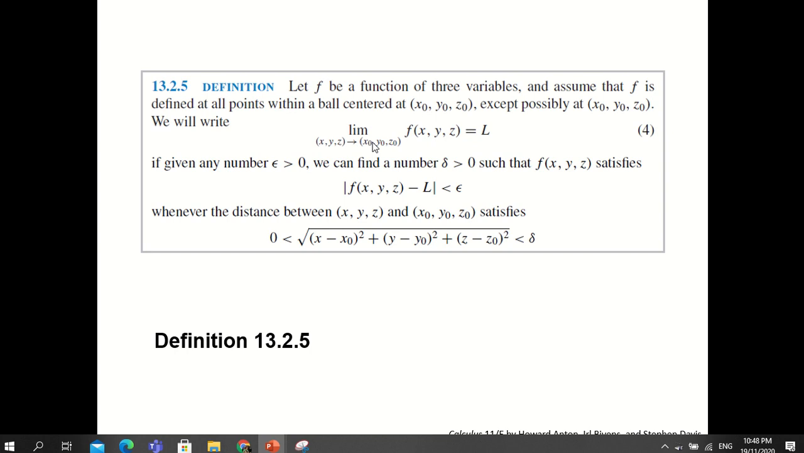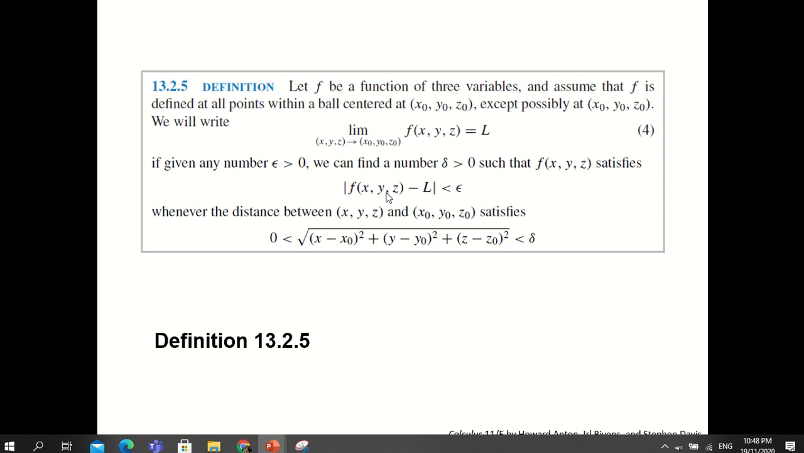If, given any number e greater than 0, we can define a number delta greater than 0 such that the function of three variables x, y, z satisfies the condition that the absolute value of the function of x, y, z minus L is less than e.